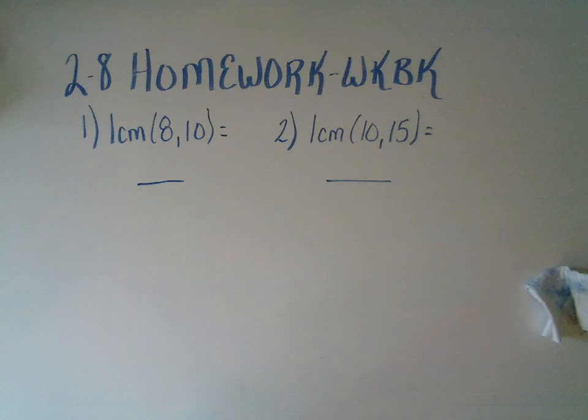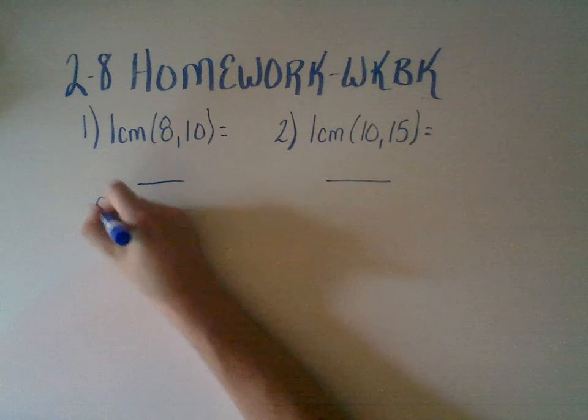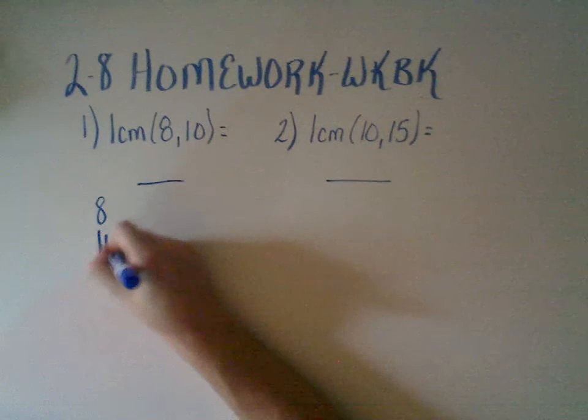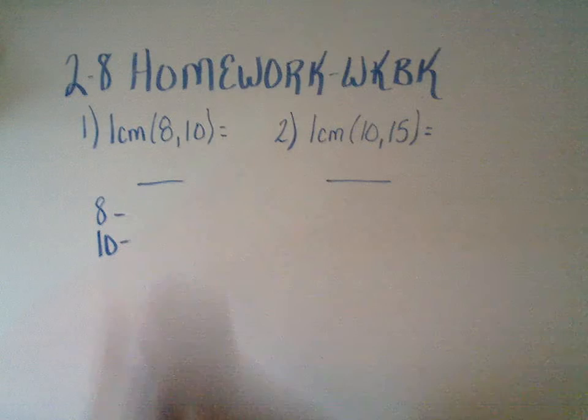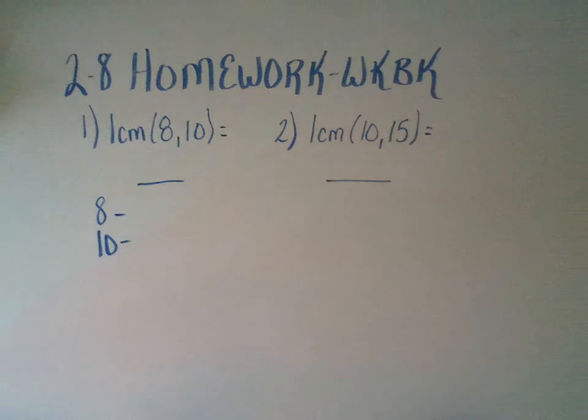In question number 1, we're finding the least common multiple of 8 and 10. One of the techniques here is to list the multiples, and that's exactly what we're going to do here. We're going to list the multiples of 8 and 10. So multiples, remember, think of a times table. Don't confuse this with factors and greatest common factor. It's easy to do because the problems look a lot alike, but that's not what we're doing.